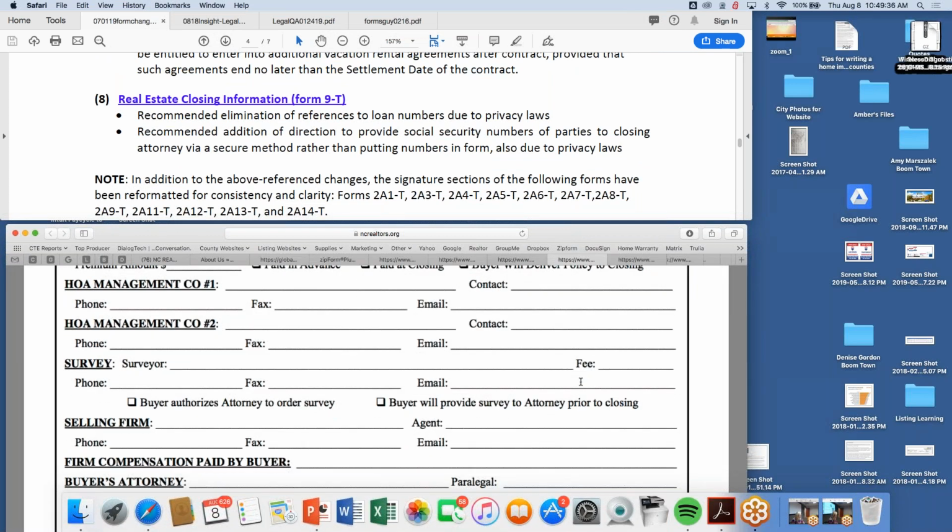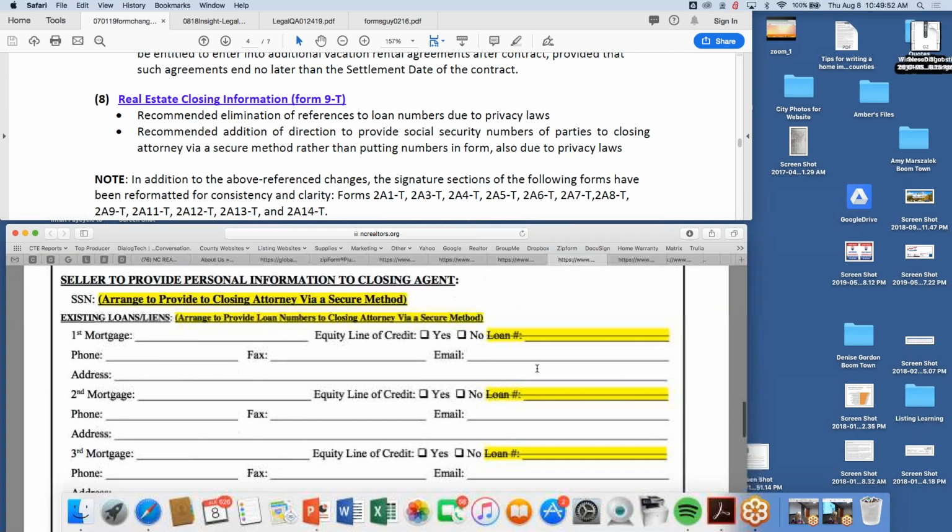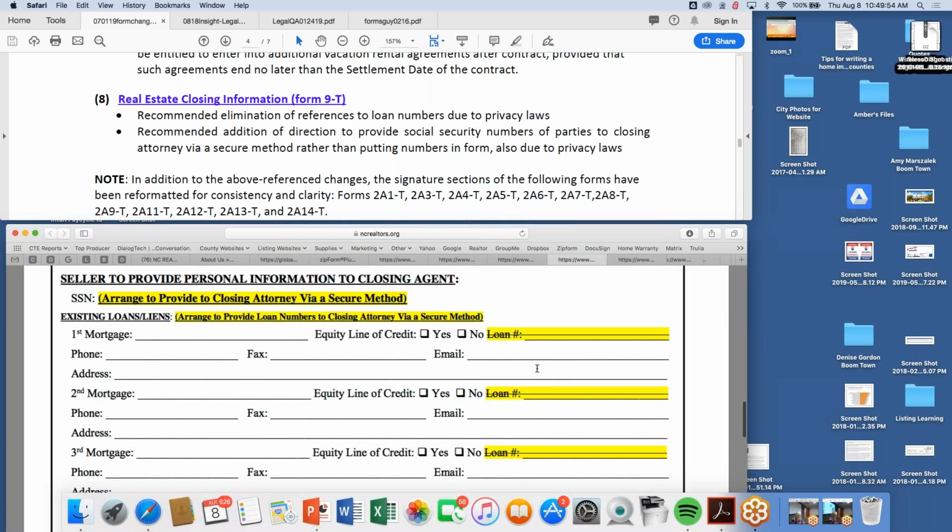So on this one, the real estate closing information form, how many people use this form? Okay, I have not seen a whole lot of people use this form because attorneys usually have their own information sheet. And they have a lot more information going on than just this. But there's one change on it, and it's basically taking out the loan information.